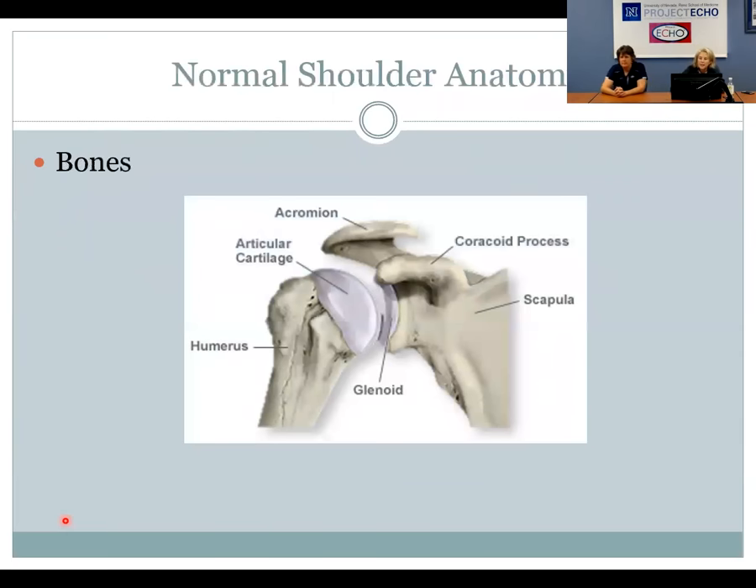So starting off, this is a picture of the bony anatomy of the shoulder. And you can see articular cartilage, so the humeral head and the glenoid, the shaft of the humerus, the scapula, and then the two bony protuberances off the scapula, the acromion superiorly, which is responsible for some impingement in some cases, and then the coracoid process anteriorly.